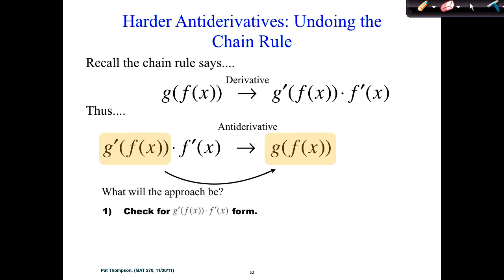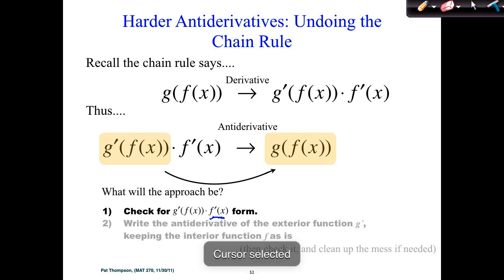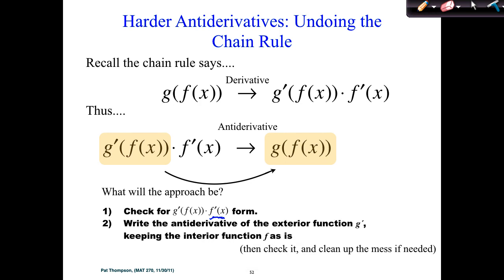So what will the approach be? We're going to check to make sure we have the g prime f times f prime form. Okay? What does that mean, checking to see? It means that this thing has to be a constant multiple of what's inside the other, right? So that thing has to be a constant multiple of the derivative of the inside. And then, what we said, we're going to write the antiderivative of the exterior function g, or the antiderivative of g prime, and we're going to keep the inside as it is, right? The f just stays f.